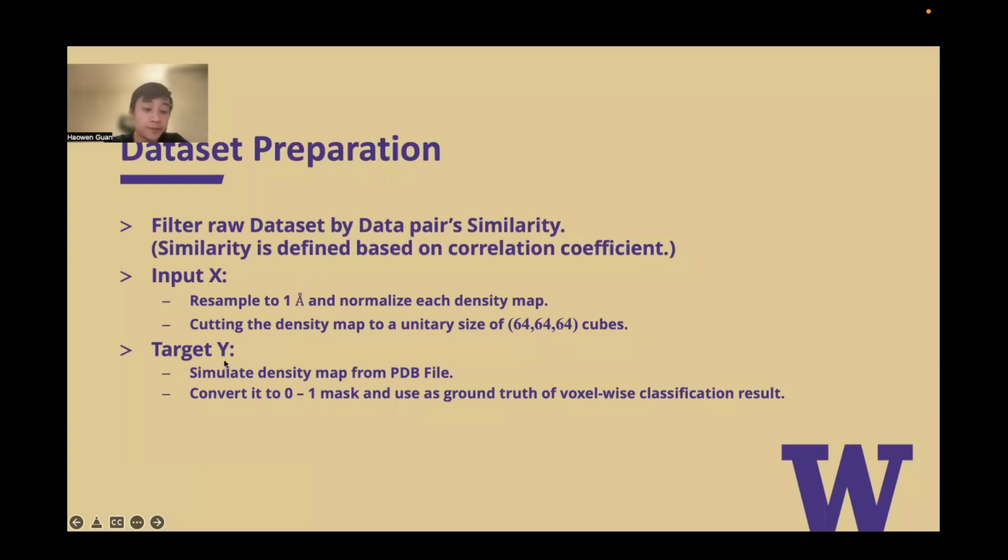For target Y, we will be simulating a density map from the PDB file. With the simulated density map, we convert it to a 0, 1 mask. By saying 0, 1, this mask only contains 0 and 1. It's just like a one-hot encoding. We use this as the ground truth for the voxel-wise classification result. The training data is just the pairs of input X and target Y.